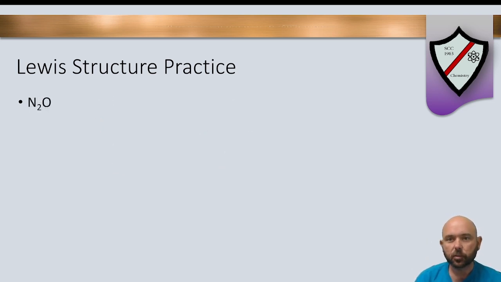We have another example here. This time we're asked to determine the Lewis structure for dinitrogen monoxide, N2O. And in this example, we start with the way we always start our Lewis structures. We figure out how many valence electrons this gives us to work with.